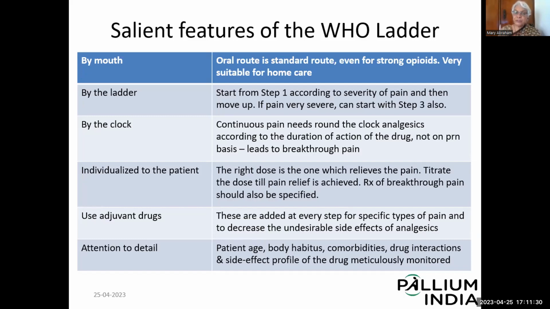Then it is individualized to the patient. So the right dose is the one that relieves the pain. It doesn't matter if you're giving 60 milligram morphine in one patient or 300 milligram morphine in another patient. Because only with 300 is he getting pain relief, and with 60 this other patient is getting pain relief. So it depends upon the patient, their own thresholds, the severity of disease, and so many other factors. So the right dose is the one that relieves the pain, immaterial of the total number of tablets a patient takes.